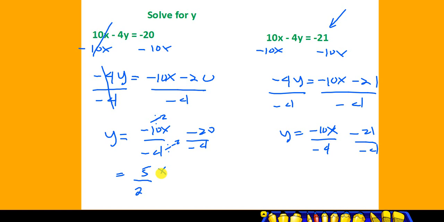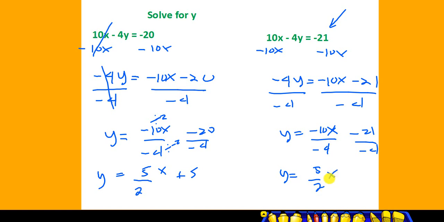Can I simplify negative 20 over negative 4? That's equal to 5. Okay, so in this case, the answer should be y equals 5 over 2x plus 5. Okay, so that will be the answer. All right, now let's have this problem on the right side. So I will have y. We said that negative 10 over negative 4 can be simplified as 5 over 2x.